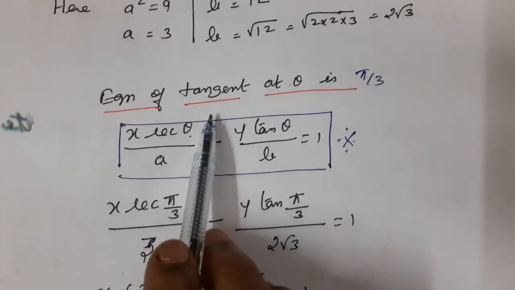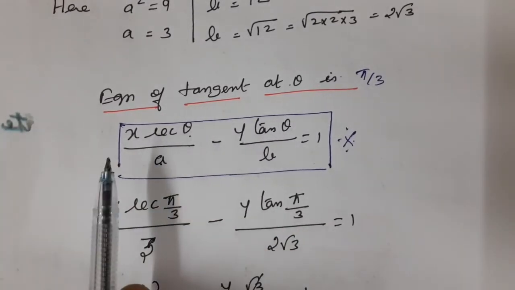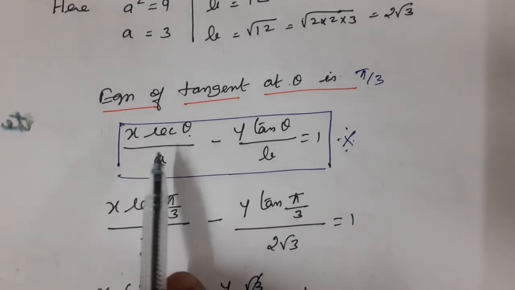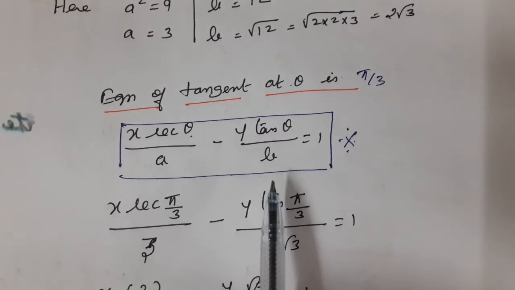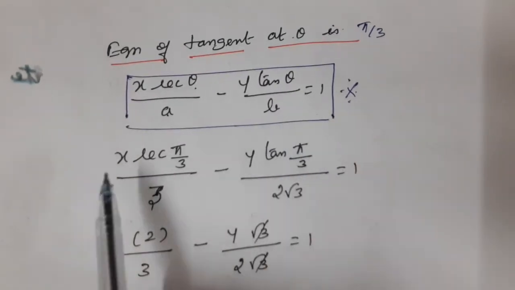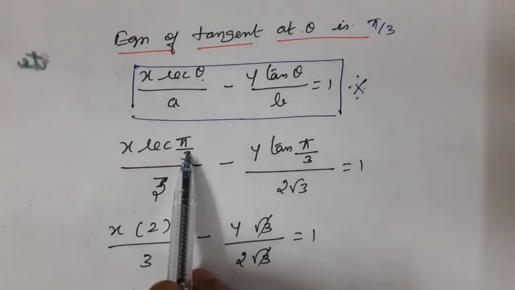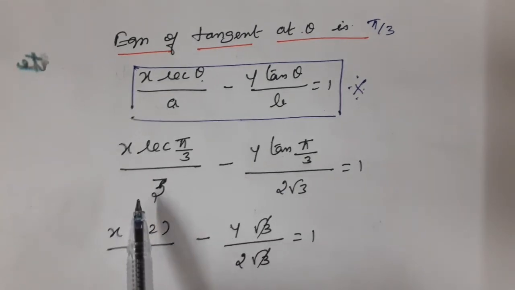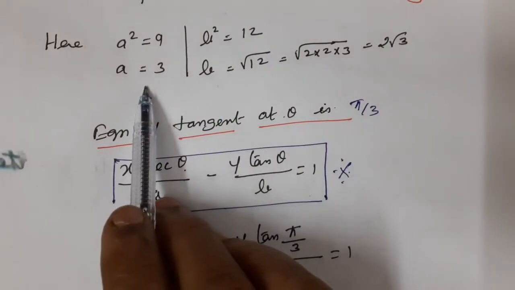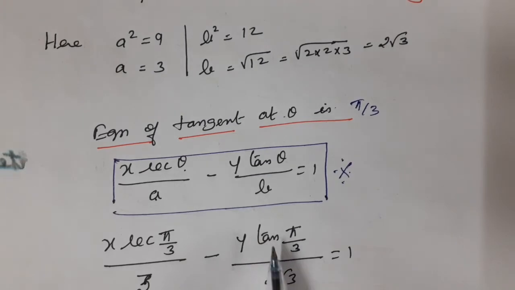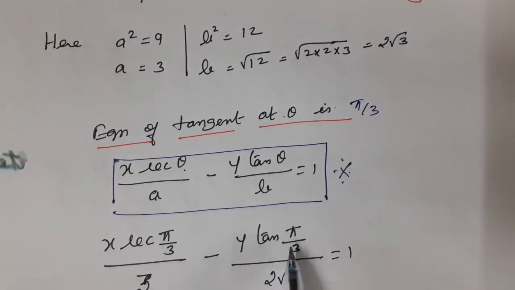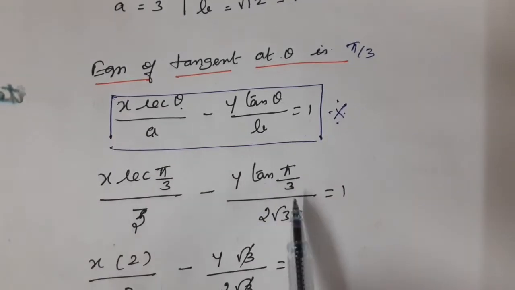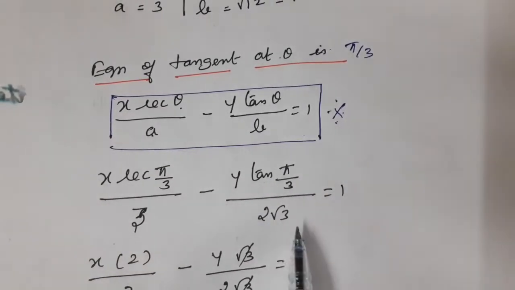We are going to find the equation of the tangent as well as the equation of the normal at theta. Equation of tangent is x secant theta by a minus y tan theta by b equal to 1. x secant pi by 3 divided by a equal to 3, minus y tan pi by 3 divided by b, which is 2 root 3.